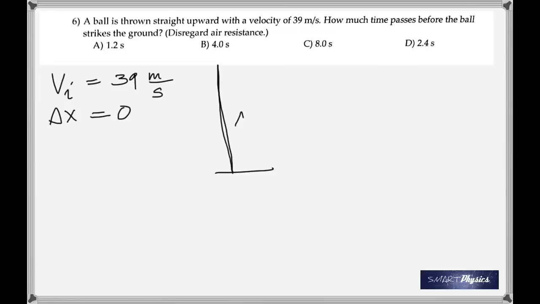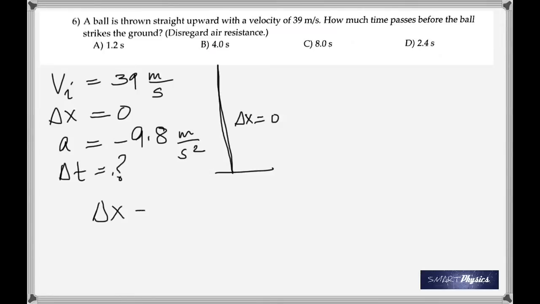The sixth one, a ball is thrown straight up with a velocity of 39 meters per second. How much time passes before the ball strikes the ground? In this case, the ball goes straight up and comes back to the same point where it started from, so the displacement is 0. That's important. The initial velocity is 39, but the displacement is 0. And initially it's going up, and you only consider what's happening in the beginning, so it's slowing down. It's negative 9.8 meters per second squared, and you've got to find the time.